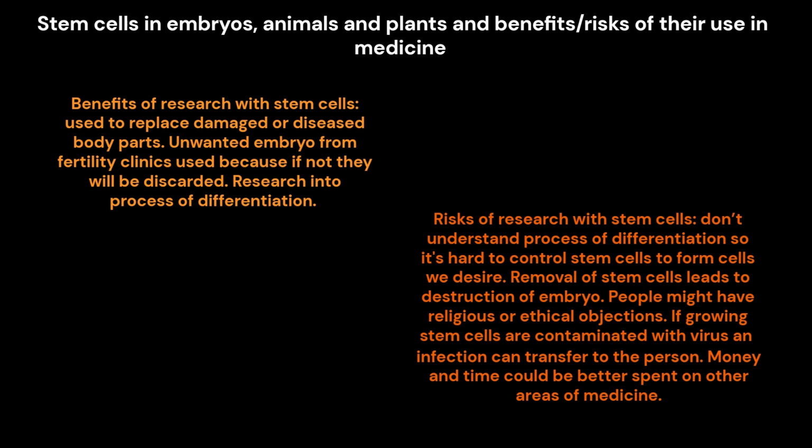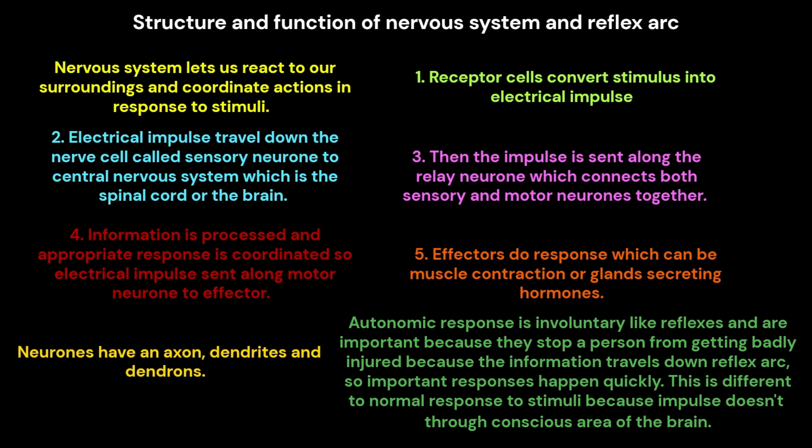People might have religious or ethical objections. If growing stem cells are contaminated with a virus, an infection can transfer to the person. Money and time could be better spent on other areas of medicine. Structure and function of the nervous system and reflex arc.